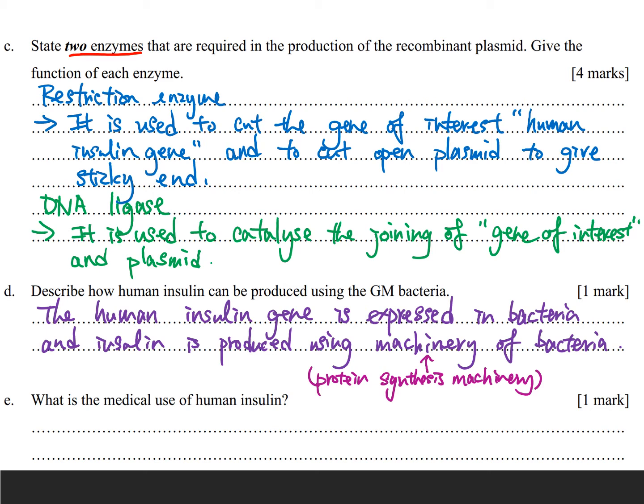Last question, question E. What is the medical use of human insulin? It is for blood glucose level control in the diabetic patient. So they are used in injection. It is injected to diabetic patients to control blood glucose level.